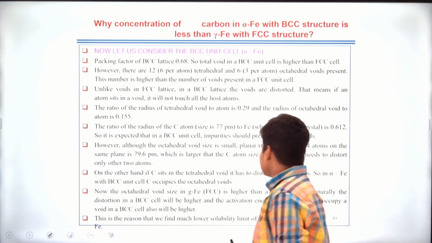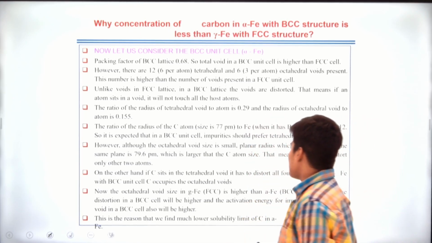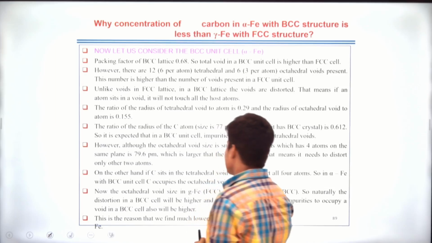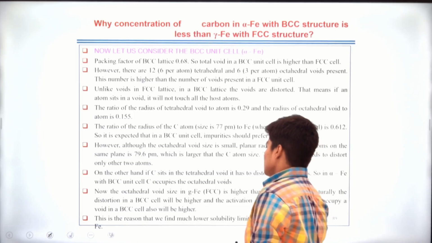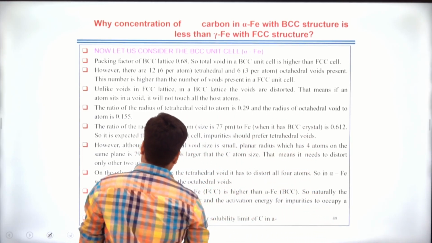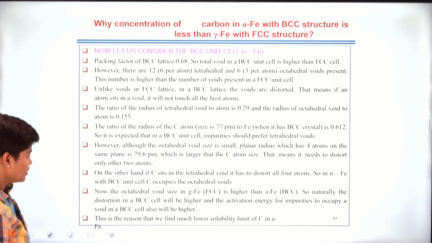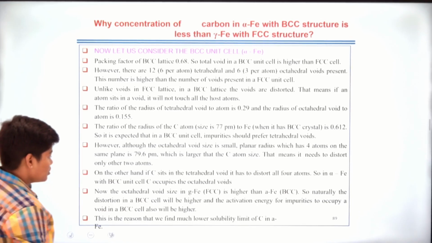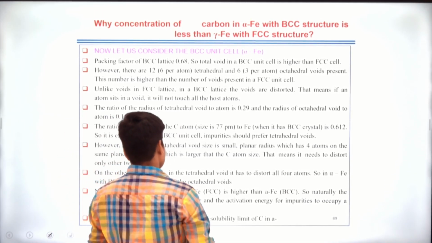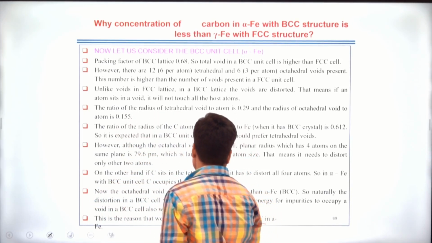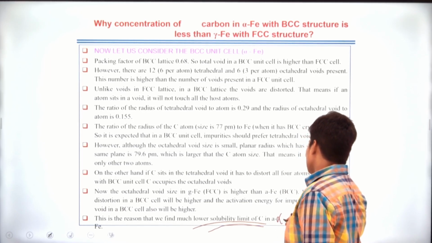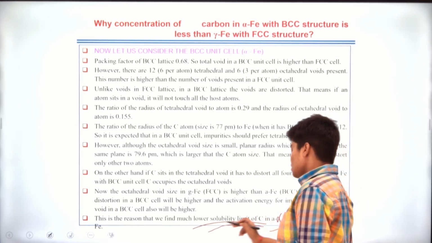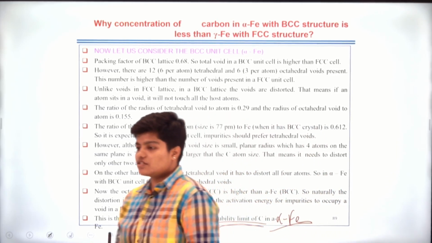But here, for the octahedral voids, the radius ratio decreases to 0.195 angstrom, so the carbon atom cannot occupy the octahedral voids perfectly. So this is the reason for the lower solubility of carbon in alpha Fe, or BCC structure. Okay, because there is a size difference.